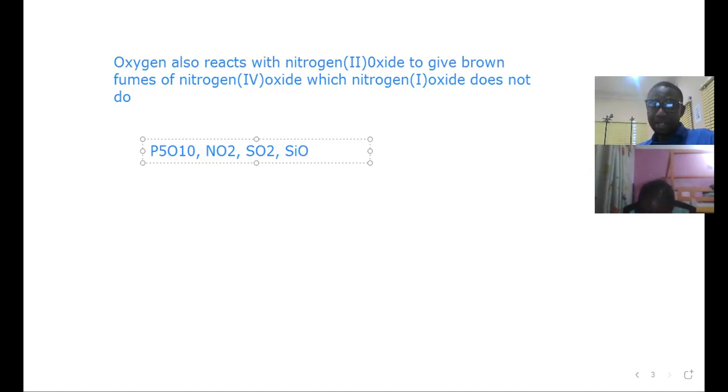Now we also have basic oxides. These are metallic oxides. They are basic in nature, and they react with acids to form salt and water. Remember, acidic oxides react with base to form salt and water. That's a neutralization reaction, right? And basic oxides are basic in nature, that means they are metallic oxides that react with acids to form salt and water. Examples are potassium oxide, which is K2O, magnesium oxide, which is MgO, calcium oxide, which is CaO, and lithium oxide, which is Li2O.